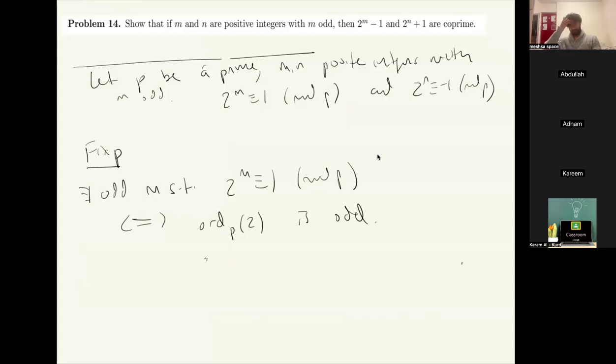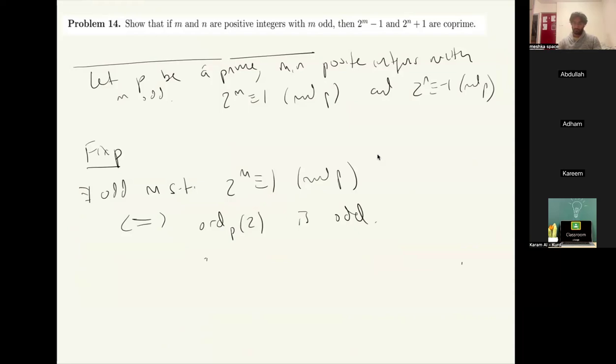Does it make sense? Why? Yes. So if I have this, then it implies this just by letting m equal the order. But in the other direction, what is happening? If 2 to the m is congruent to 1, then the order divides m. So the order should be a factor of m.